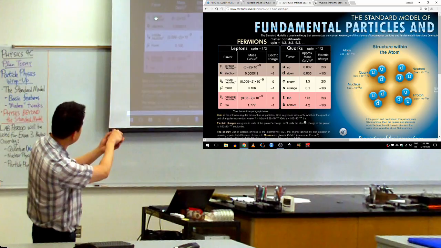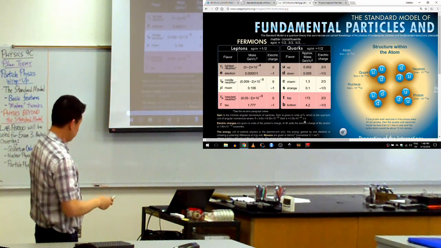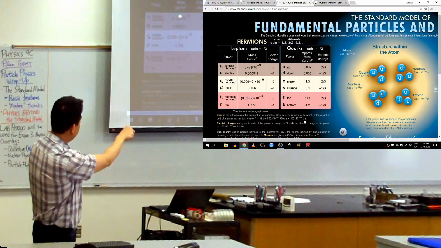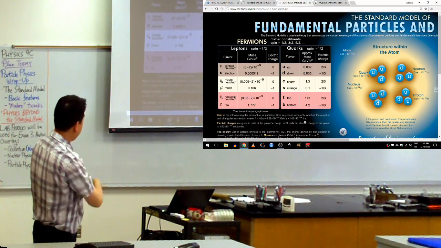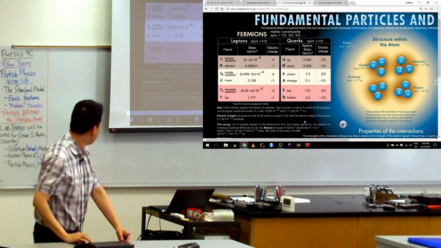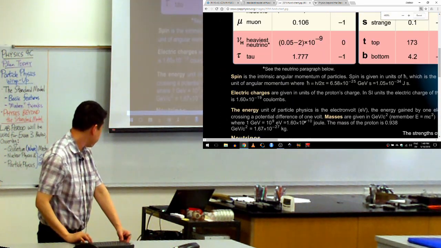And you will see some of the things have changed. These used to be called electron, muon, and tau neutrino. Now they don't. They call them lightest neutrino, middle neutrino, and heaviest neutrino. And I think it's kind of explained here.